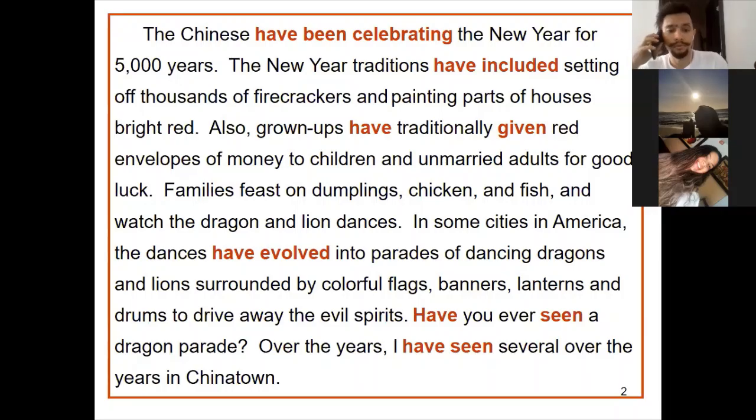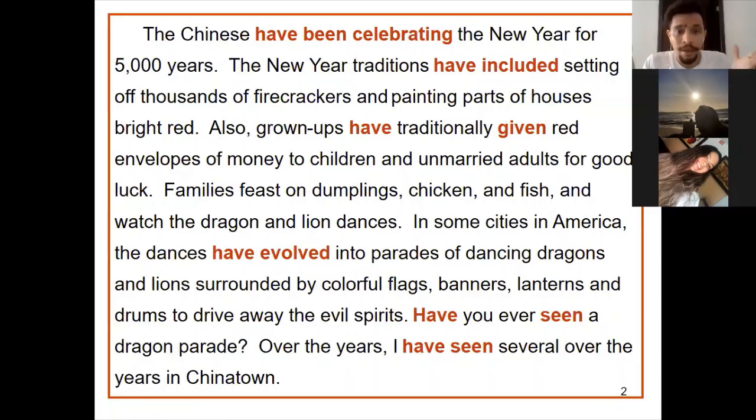Have you ever seen a dragon parade? Over the years, I have seen several over the years in Chinatown. In Chinatown, good. Yeah, that was good. Okay, so thank you very much.